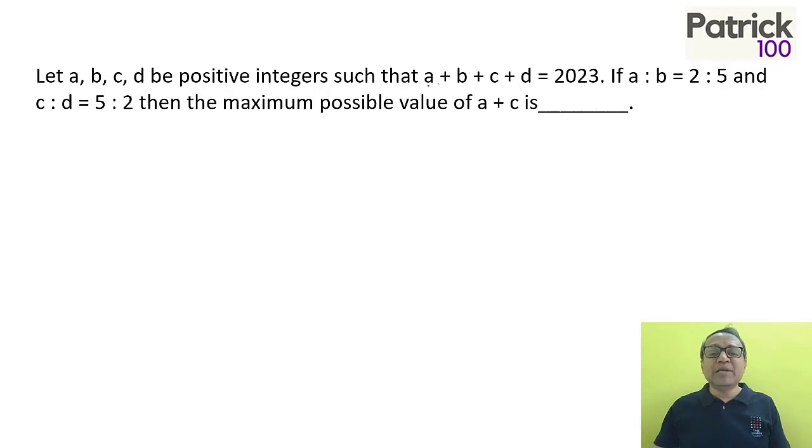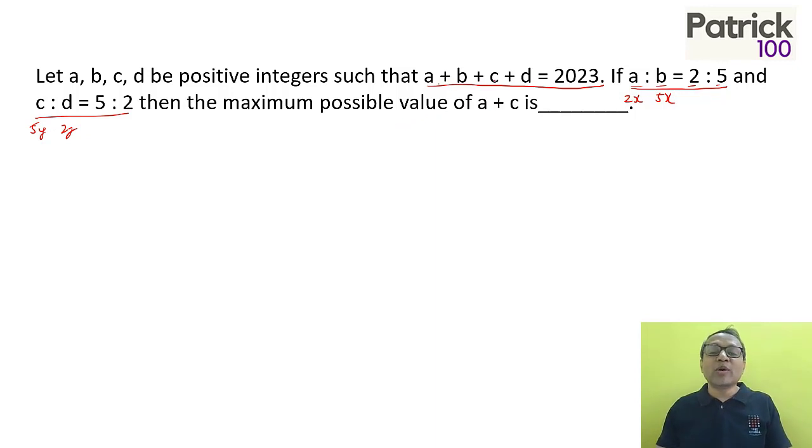Now you have A plus B plus C plus D, which is 2023. And you're given A and B as 2 and 5, and C and D as 5 and 2. Normally when you are given ratios like this, the easy way to go about it is to take A and B as 2x and 5x, and take C and D as 5y and 2y.